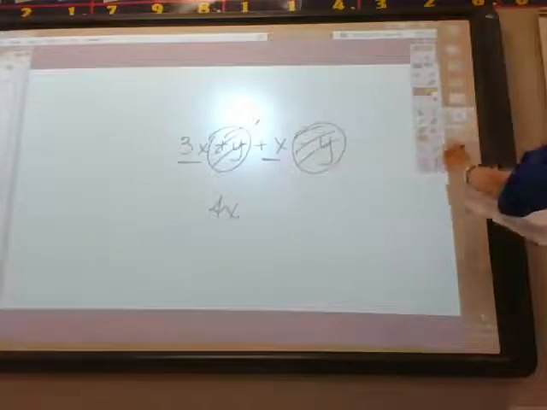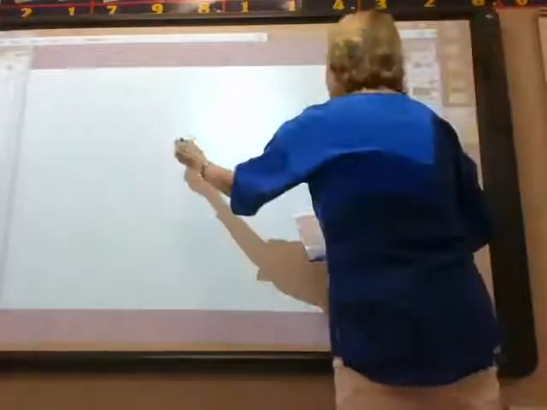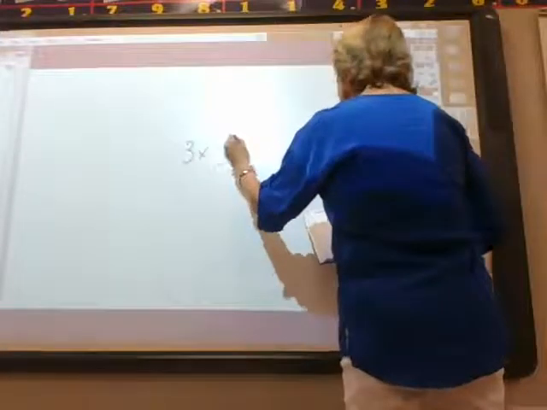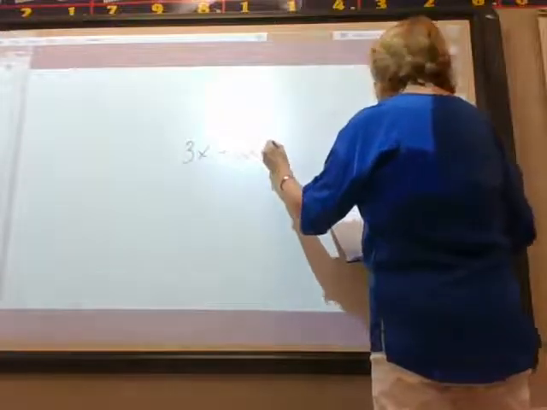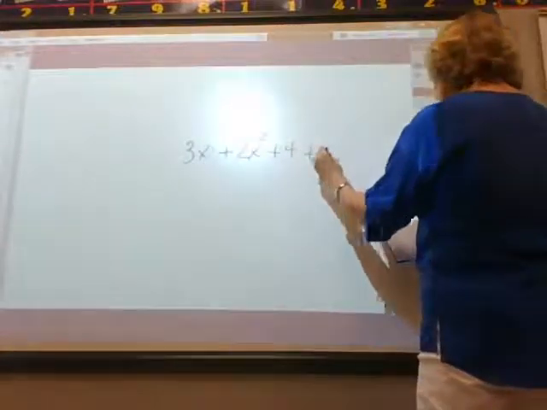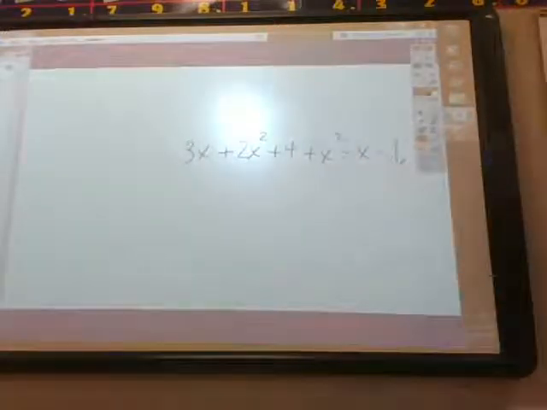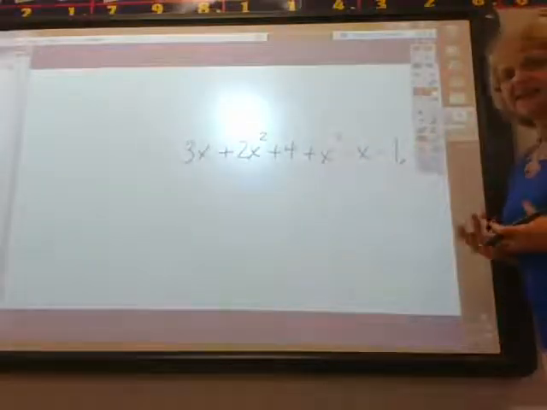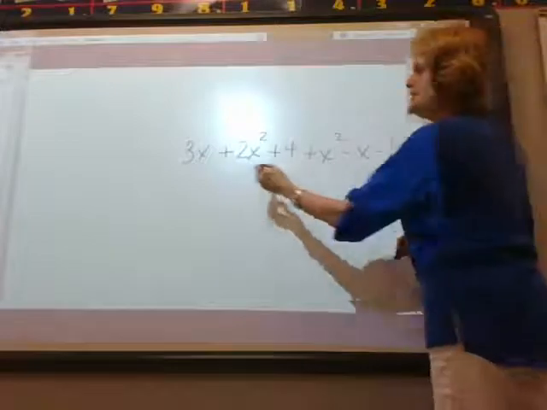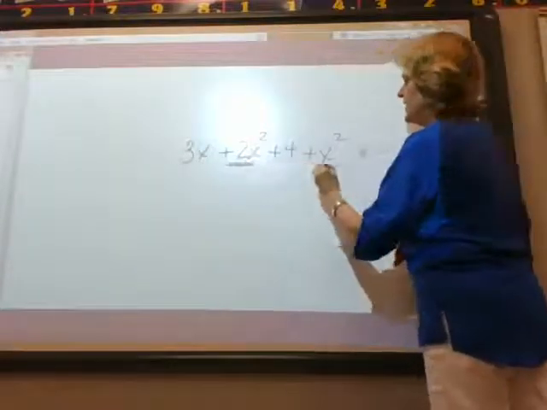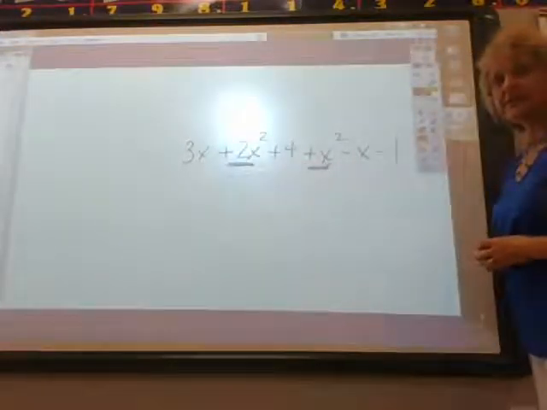All right, let's look at example 2. We have 3x plus 2x squared plus 4 plus x squared minus x minus 1. All right, so let's work with the highest exponent first. Let's see that 2x squared and an x squared. Those are like, aren't they?